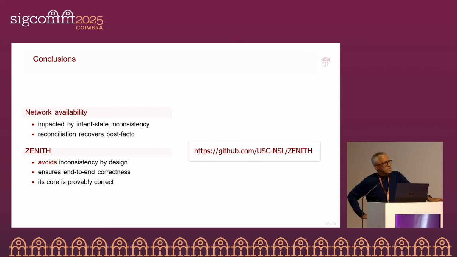So to conclude, I started by telling you a little bit about the importance of network availability and how reconciliation resolves inconsistency post facto, and we wanted to avoid inconsistency in the first place. And there are lots of things that you have to do. It's fairly involved, but the end is that we have a provably correct core, and ways to ensure end-to-end correctness of the specification. And we've released some of the specifications, the generated code, and so on at this GitHub repository, and I'm happy to take questions.